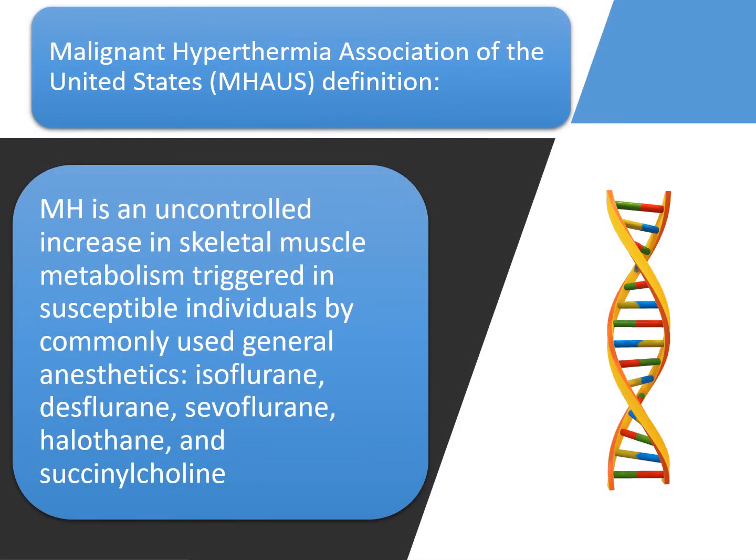MHAUS, or the Malignant Hyperthermia Association of the United States, defines MH as an uncontrolled increase in skeletal muscle metabolism that's triggered in susceptible individuals by commonly used general anesthetics like isoflurane, desflurane, sevoflurane, halothane, which you'll probably never use, and the paralytic succinylcholine.